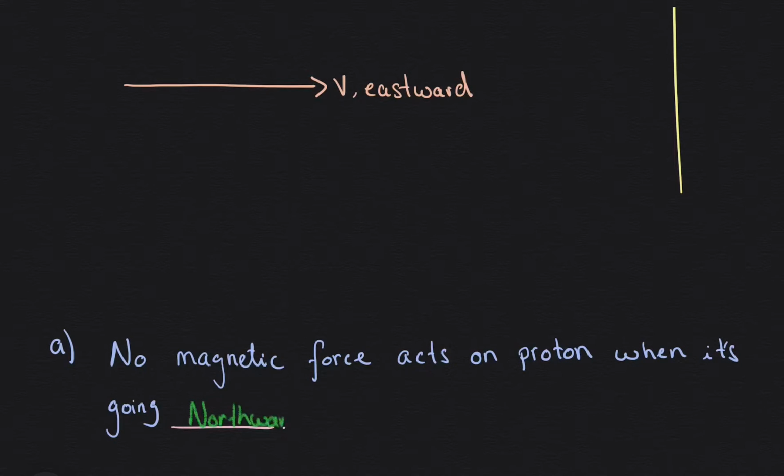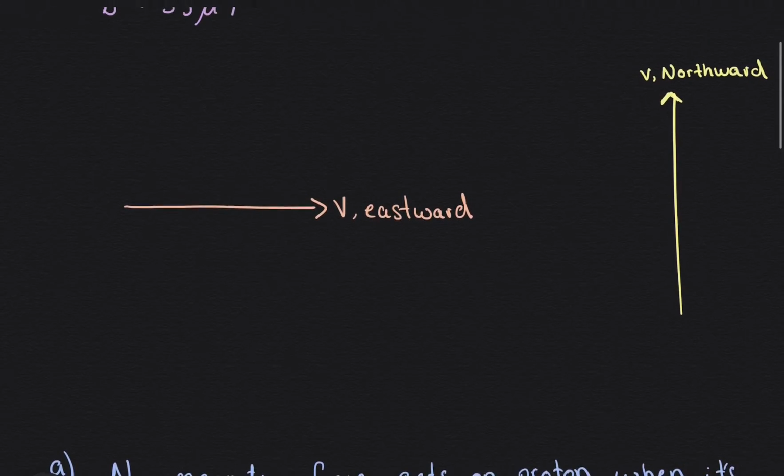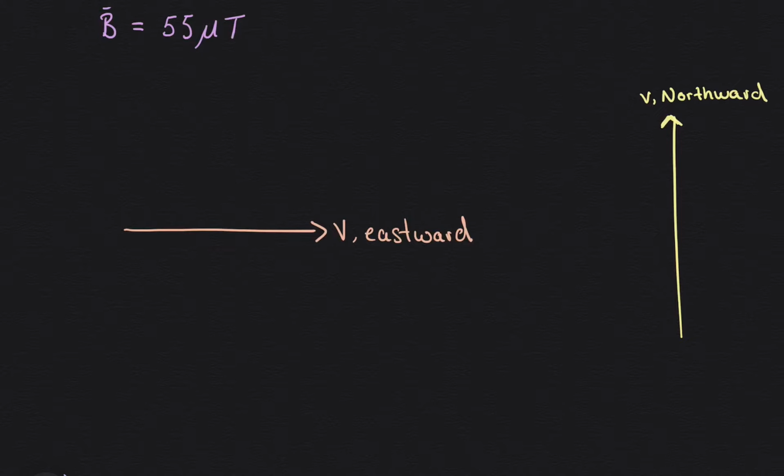Okay, I can write northward to be a little bit more correct. So when I have a velocity going northward, there is no magnetic force. In this case, if the magnetic field is going north, in the same direction as the velocity, then there is no force.